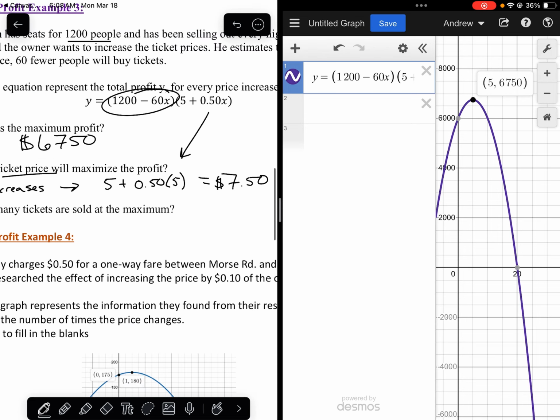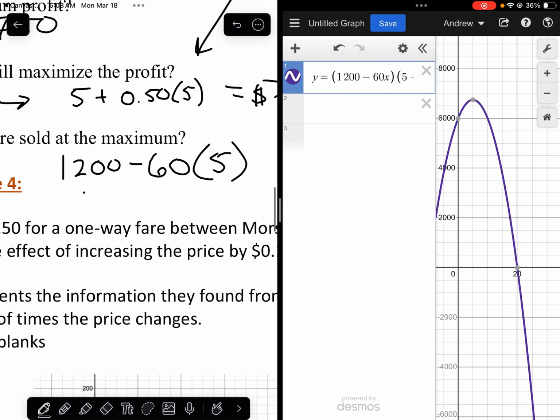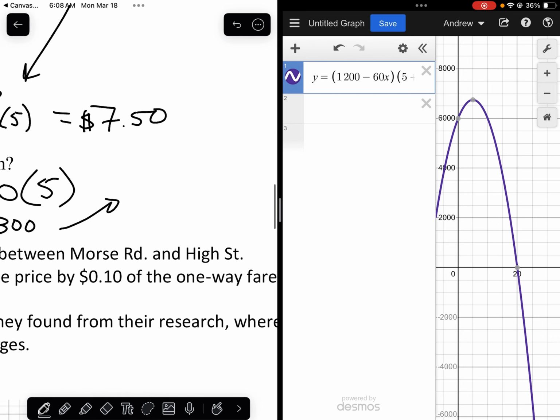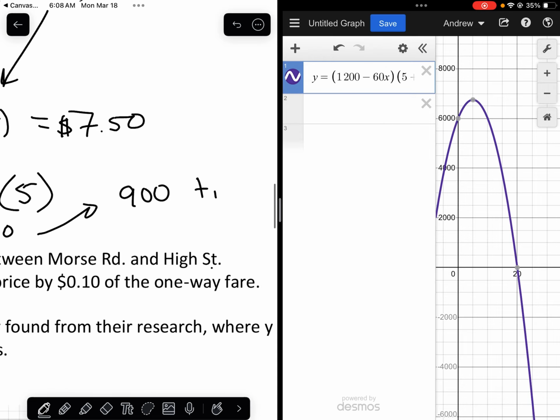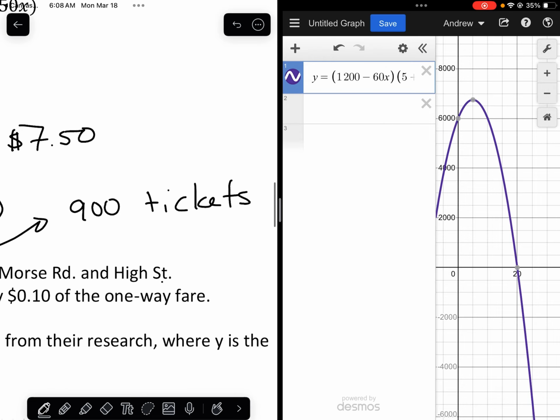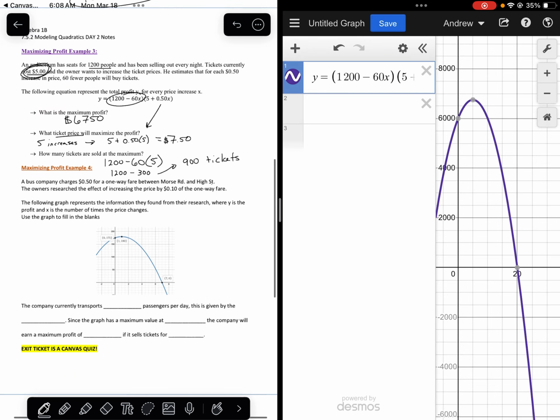And how many tickets are sold? Well, that's the second one. So 1,200 tickets originally minus 60 times 5 price changes. Now, 60 times 5 is 300, so we really just have 1,200 minus 300. So that tells you that they only sell 900 tickets. Okay, so now there's some seating available in the auditorium, but they're making the maximum profit. Whereas originally, with no price changes, they made $6,000. So now they're making a profit of $750 more by increasing the price.